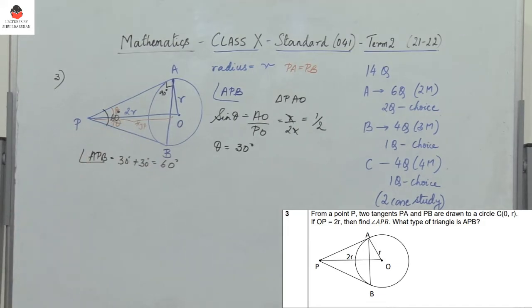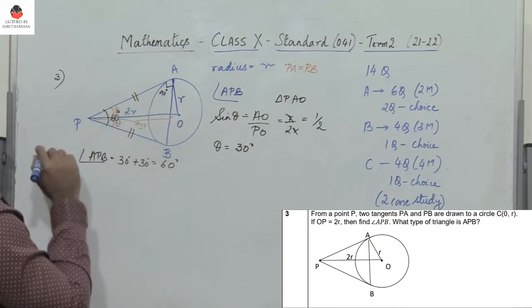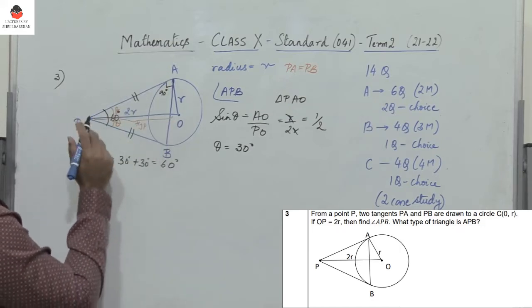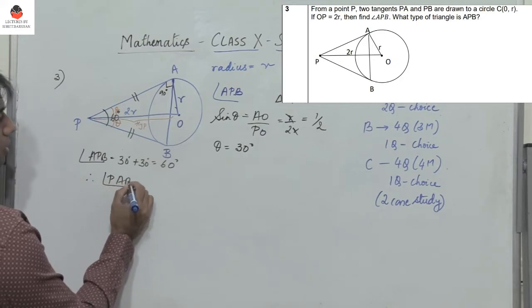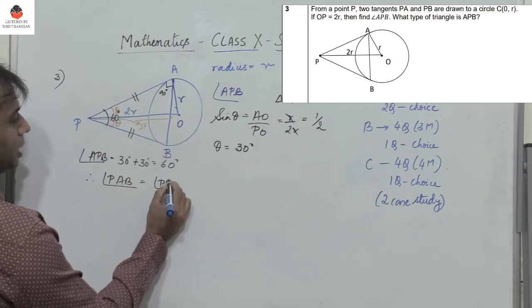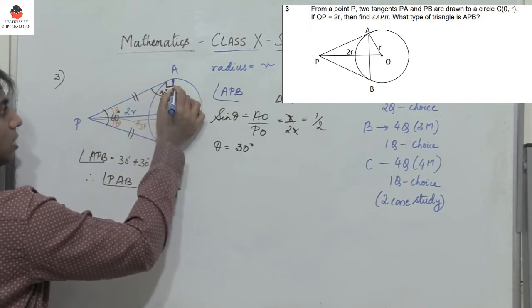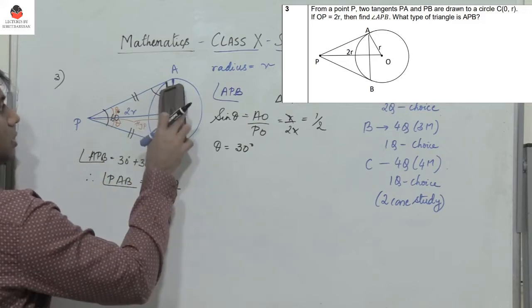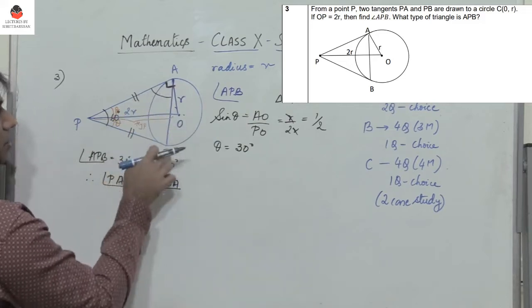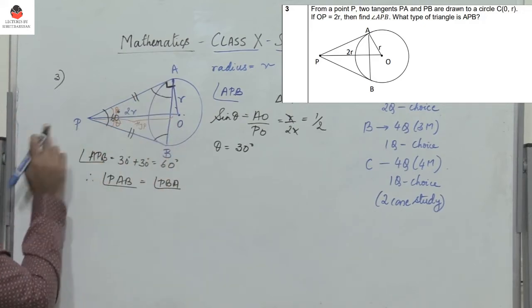Now we need to find out what kind of triangle APB is. Now this side is equal to this side, PA is equal to PB. So therefore angle PAB will also be equal to angle PBA. This angle is 90 degrees, which is PAO, so that should not be confused. I need to find the angle PAB. So PAB is equal to angle PBA.